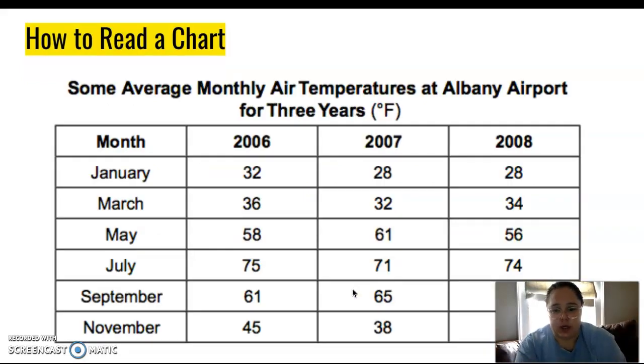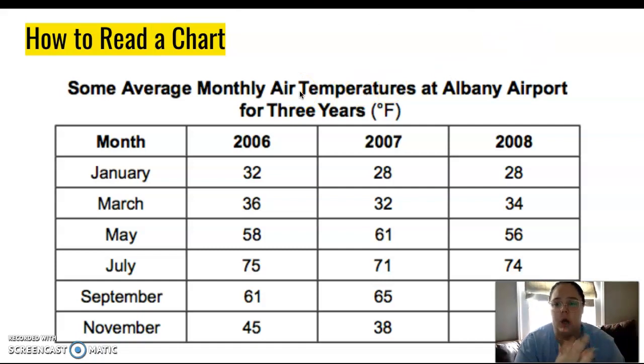All right, so charts. We've learned to read charts in math and science, but I wanted to do a quick review. So you've got the titles up top. So these are the months right here: January, March, May, July, September, November. These are the different years we're talking about: 2006, 7, and 8. There's also always going to be a title of your chart. So this chart is telling us average monthly air temperatures at Albany Airport for 3 years.